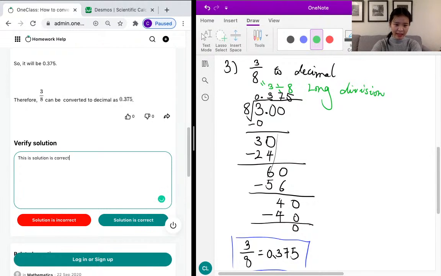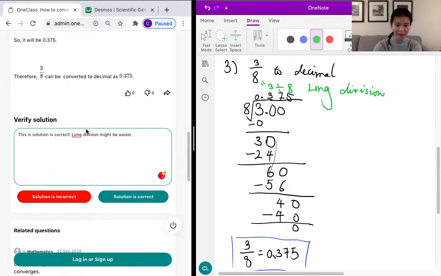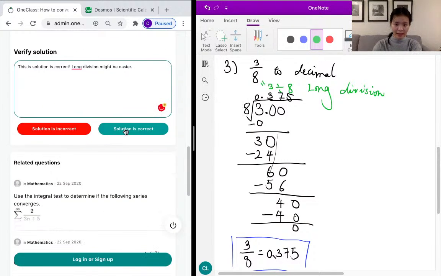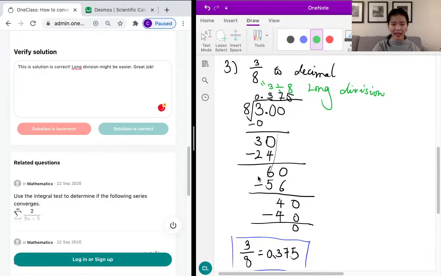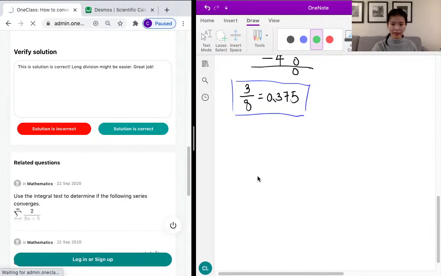I'll just say something like, long division might be easier. But that's also just a personal preference. Okay, so let's just say this solution is correct. Long division might be easier. Great job. Okay, now we can move on to our next question.